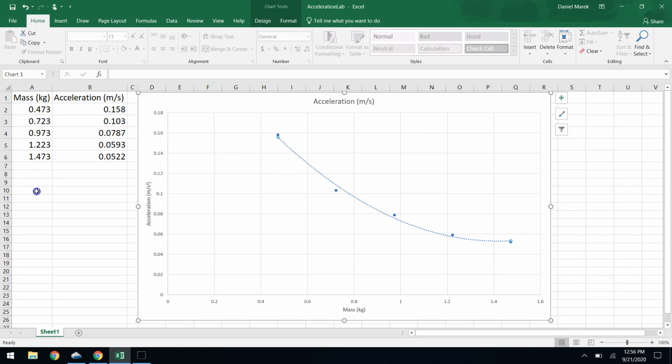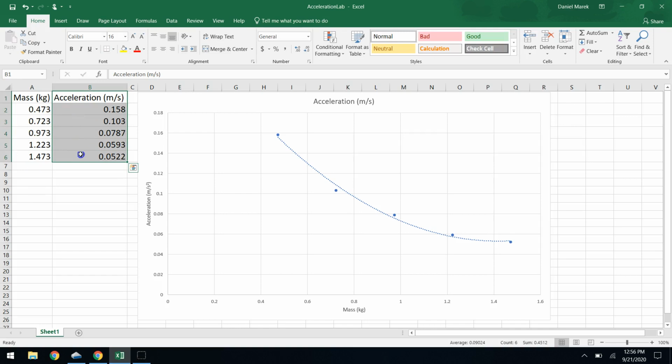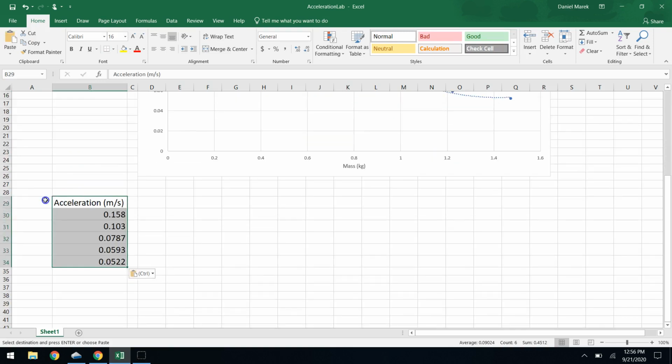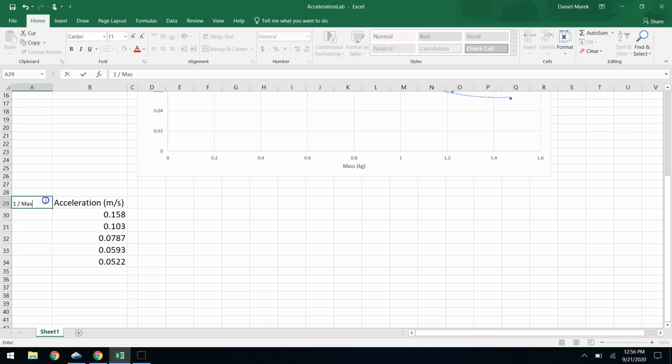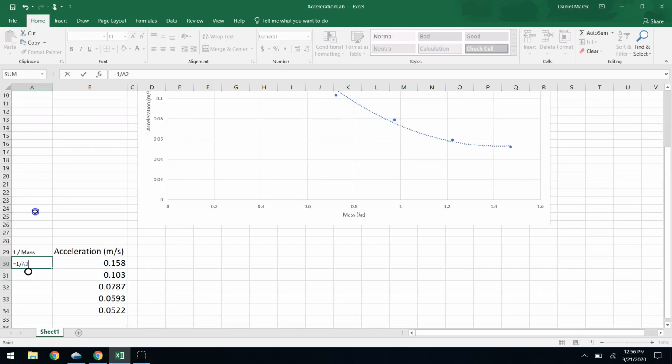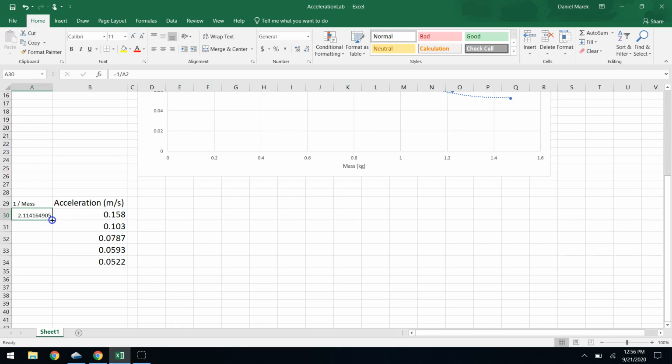And so what we can say is that the acceleration is proportional to the inverse of the mass, or the acceleration is proportional to 1 over the mass. So if I were to take those same accelerations, I'm just going to come down here and copy them, and then do 1 divided by the mass, right here, where I just take my masses from up above and do 1 divided by those masses. Let's kind of copy that here. Let's make that a little bit bigger so we can see it. And let's kind of round these values off. There we go, that's better.